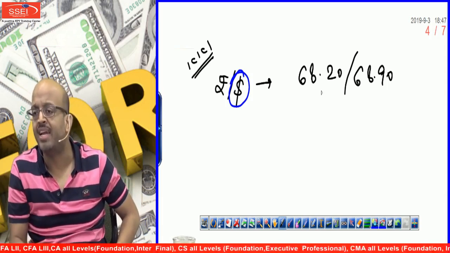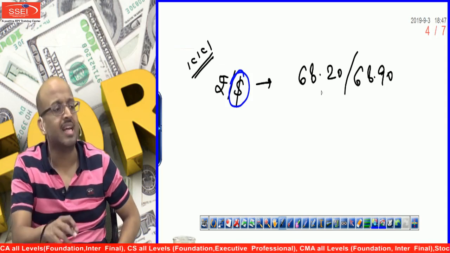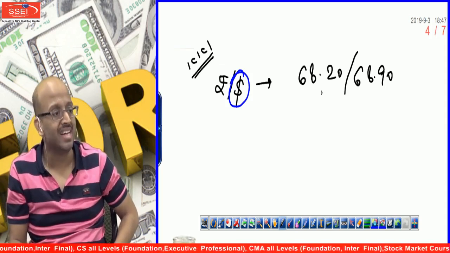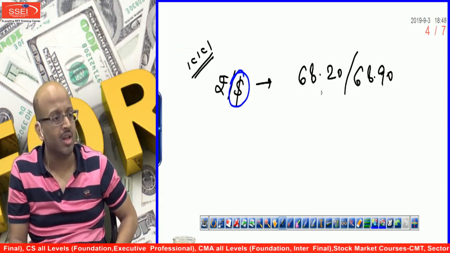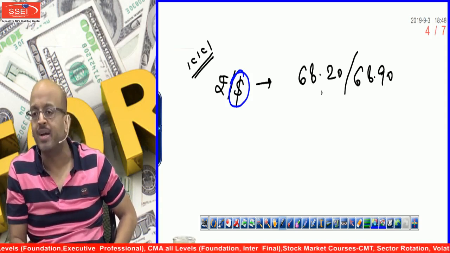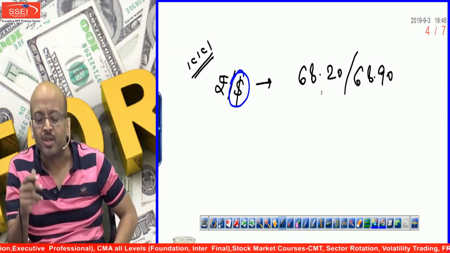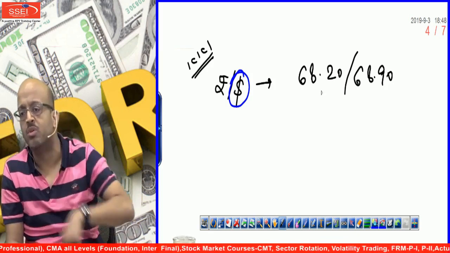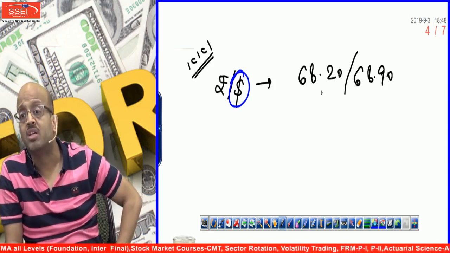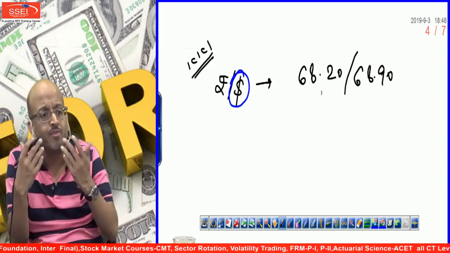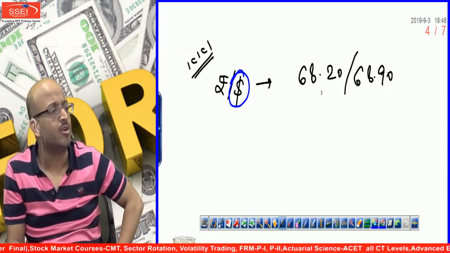The 68.9 is called the ask or offer rate, and 68.2 is called the bid rate, buying rate. Buying what? Dollar. Buying from whose point of view? ICICI Bank's point of view, because 68.2 is not the buying rate for you. For you the buying rate is what? 68.9, because you have to buy at the rate at which ICICI Bank is ready to sell.